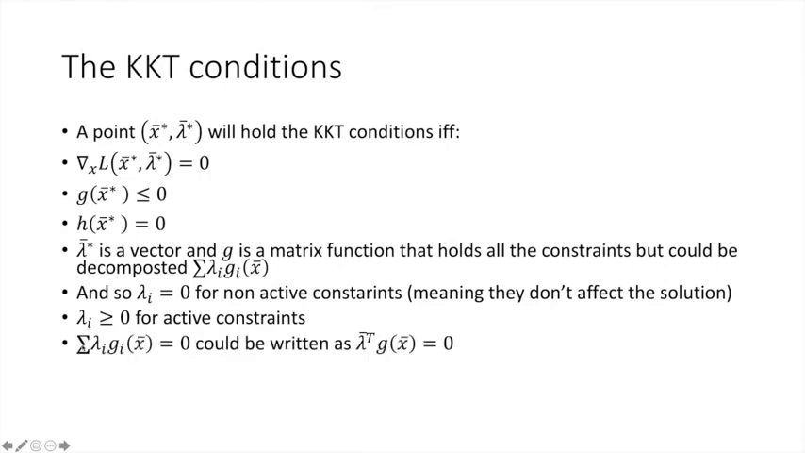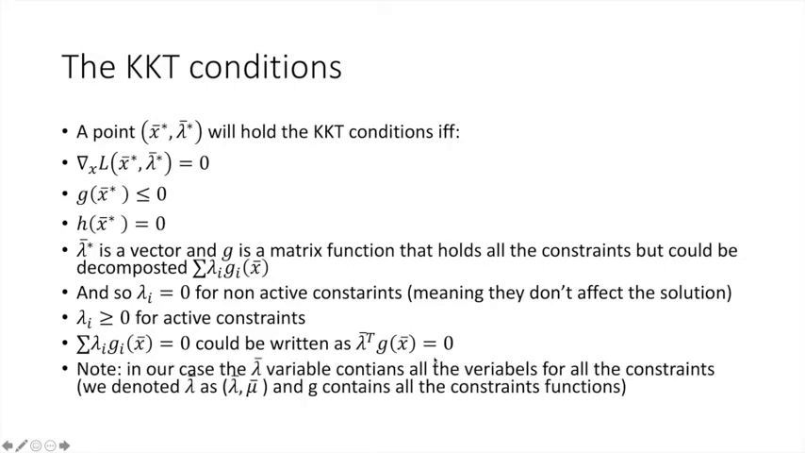We know that the sum of lambda i g i of x is equal to 0 and could be written as lambda transpose g of x is equal to 0. Note in our case that the lambda variable contains all the variables for all the constraints. We denote lambda as lambda, mu, and g contains all the constraint functions.